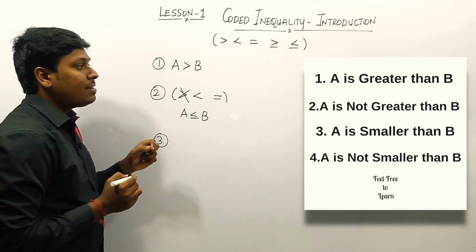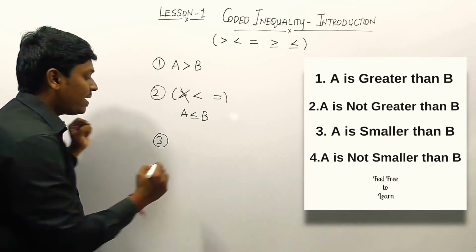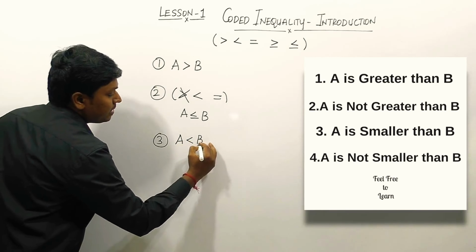Condition number 3 is a direct statement: A is less than B. So we can directly write the answer as A is less than B.